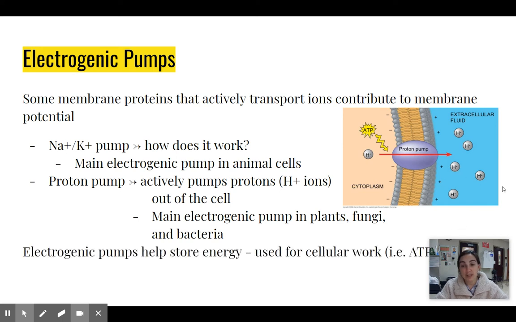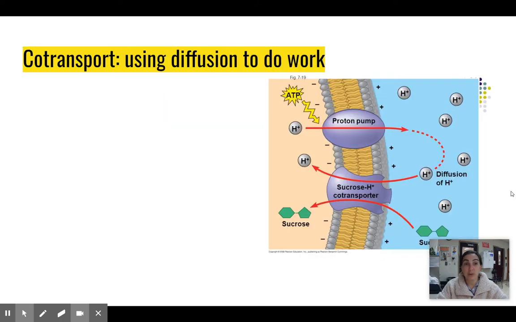That stored energy can be used for work. One example of that is ATP synthesis. Making ATP uses energy from this gradient, so that'll come back again there. It's also used, however, to help with some other types of transport. Co-transport is a combination between active and passive transport.